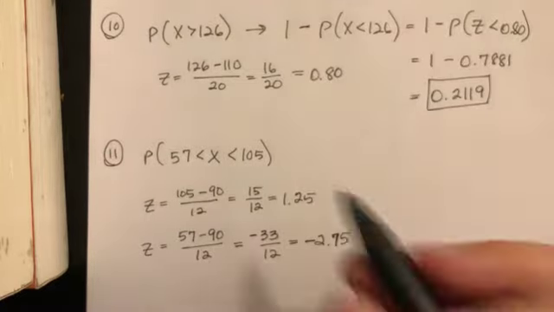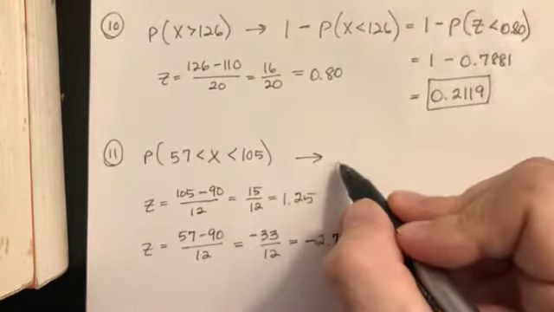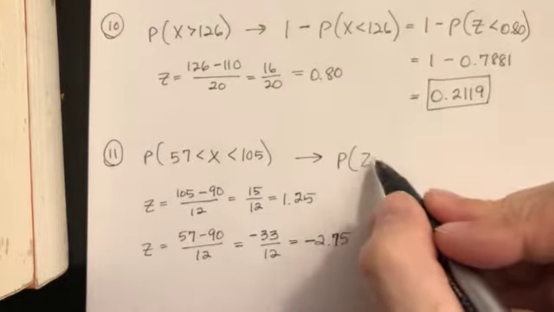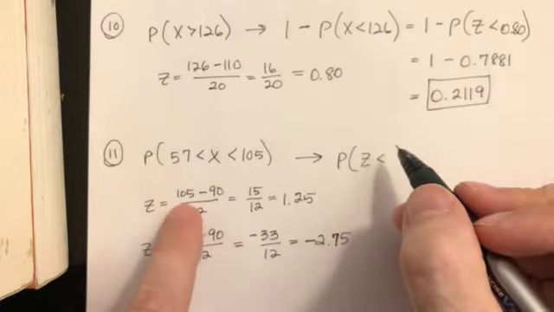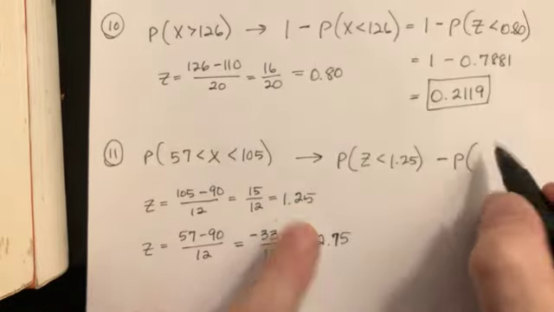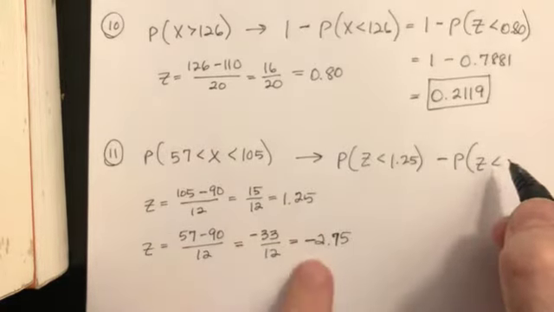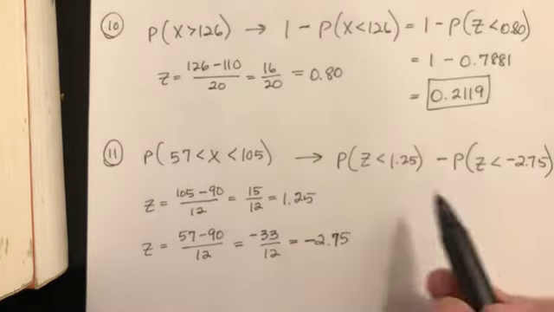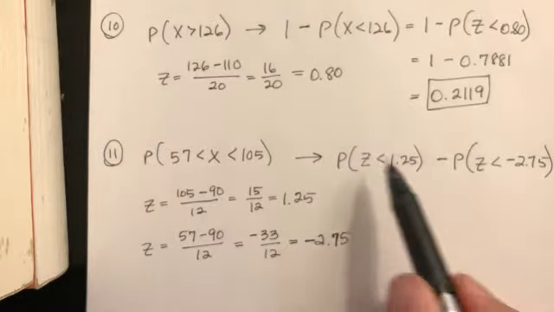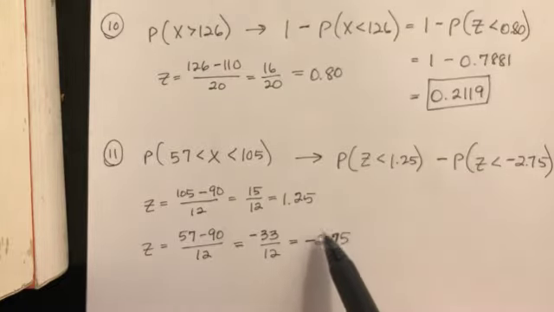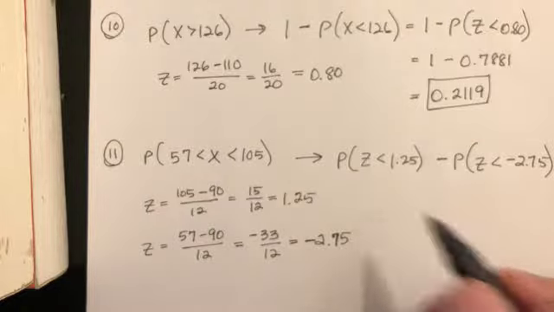Okay. All right, so what this is asking for is the probability that z is less than the bigger number, 105, and that goes with 1.25, minus the probability that z is less than the smaller number, which is negative 2.75. Now remember this is from the chart. If it's between, you're saying the probability of the bigger one minus the probability of the smaller one. And this is the bigger one and this is the smaller one. Okie dokie, so let's find these chart numbers.